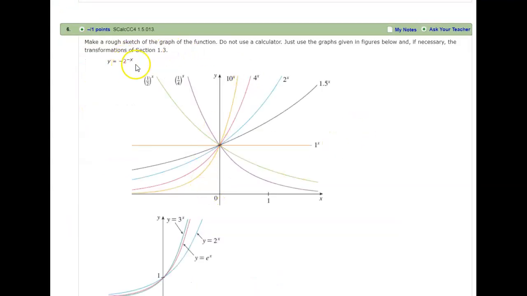So they're telling you what 2 to the x would look like in number 6. 2 to the x is the blue graph here. And they want to know what happens for these particular changes in the graph, the shifts, the transformations.